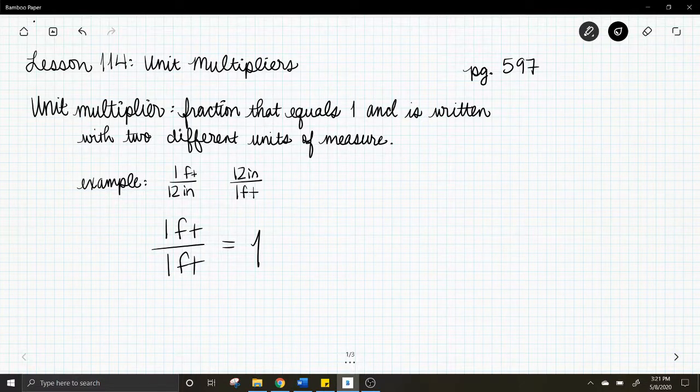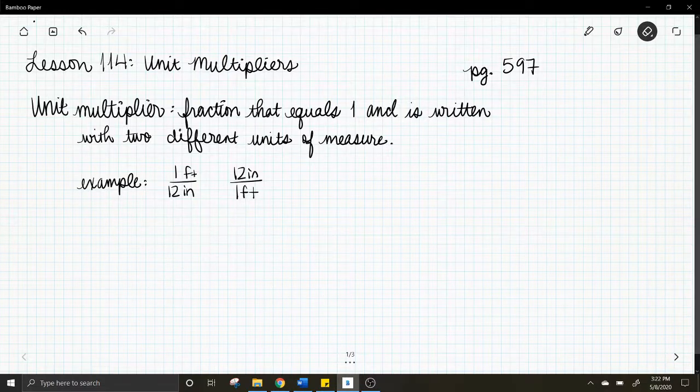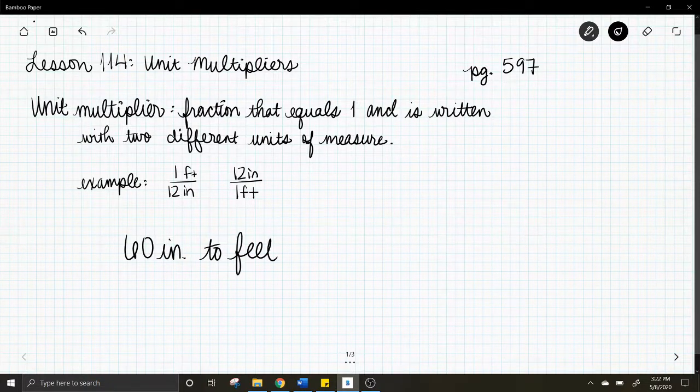So, for example, if we wanted to convert 60 inches to feet, I want to know how many feet 60 inches equals. So what we would do is write 60 inches over here. Then what you do is you multiply by a unit multiplier.